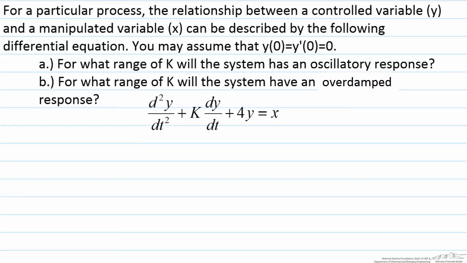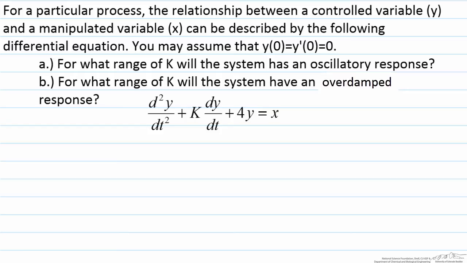In this screencast, we'll analyze the stability and oscillatory nature of a second-order differential equation. Provided in the problem statement, we have a differential equation that shows the relationship between a manipulated variable x and a controlled variable y. We know that y at time equals 0 and the derivative of y at time equals 0 are 0. And the question is asking, for what range of k will the system have an oscillatory response, and for what range of k will the system have an overdamped response?